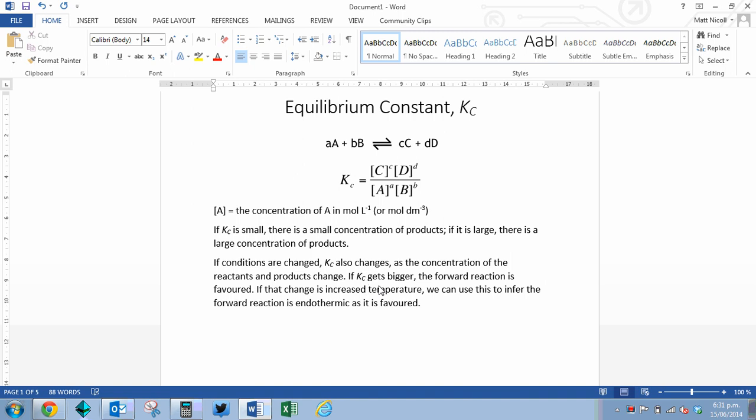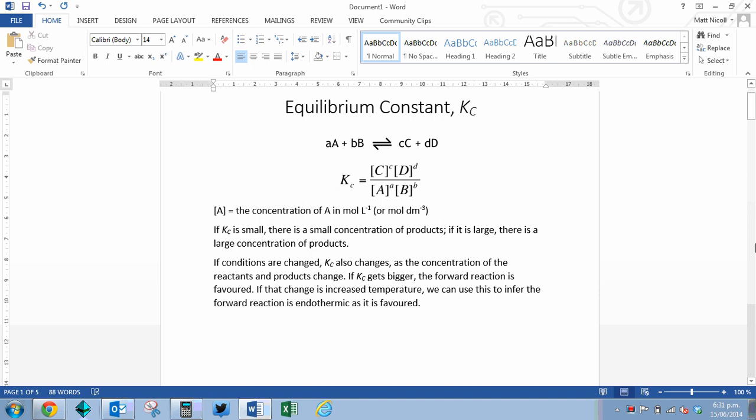If that changes an increased temperature, you would infer that the endothermic reaction is favoured, so that would be the forward one. That's because, using Le Chatelier's principle, if I'm going to heat a system up, it's going to shift in the direction that will try to absorb some of that heat energy. So K would get bigger if this was an endothermic reaction if I increase temperature. We'll see why that's important shortly when we go through some of these examples.